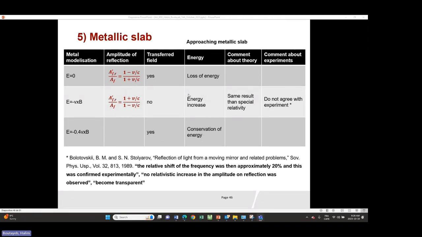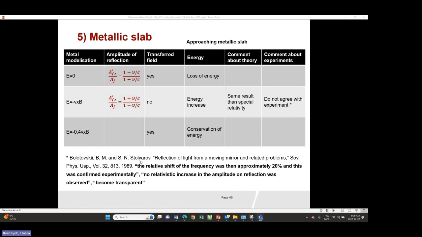In the literature, they explain that by saying that this is the energy of the moving object that is transferred to the field. This result actually is the same as special relativity. Special relativity gives the same result for the amplitude and the same result for the frequency. But there is a problem. It doesn't agree with the experiment.